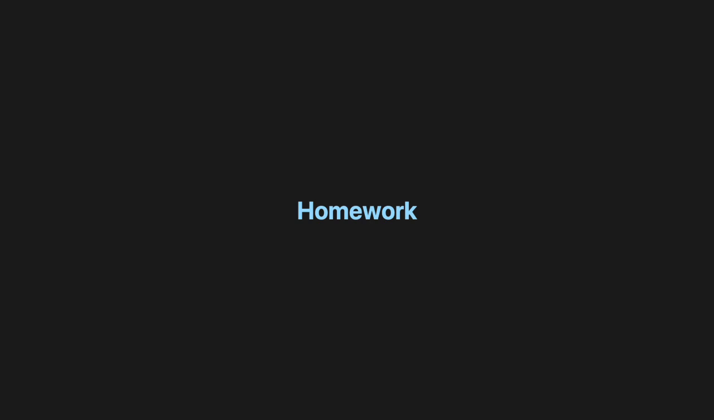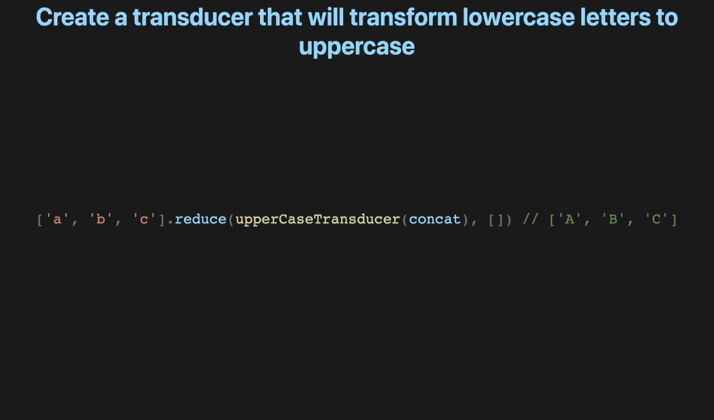All right, if you've made it this far, and if you're up to it, I have some homework for you. So, as you can see below, we have an array of lowercase a, b, and c, and we've created an uppercase transducer that will just transform lowercase letters into uppercase, and we pass in concat so that we can get a brand new reducing function that will collect all of the transformed elements into a brand new array, and we pass in an empty array as our accumulator, and then we get an array of uppercase a, b, and c back. And that's it.